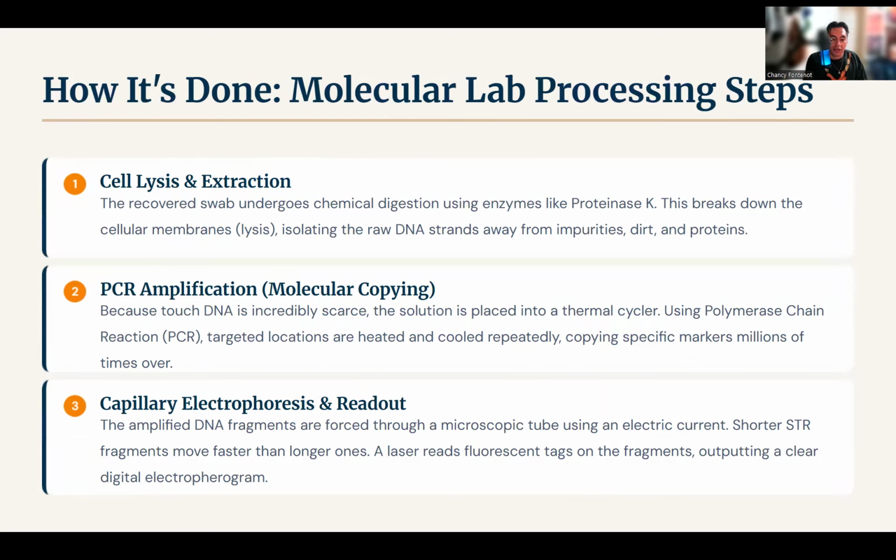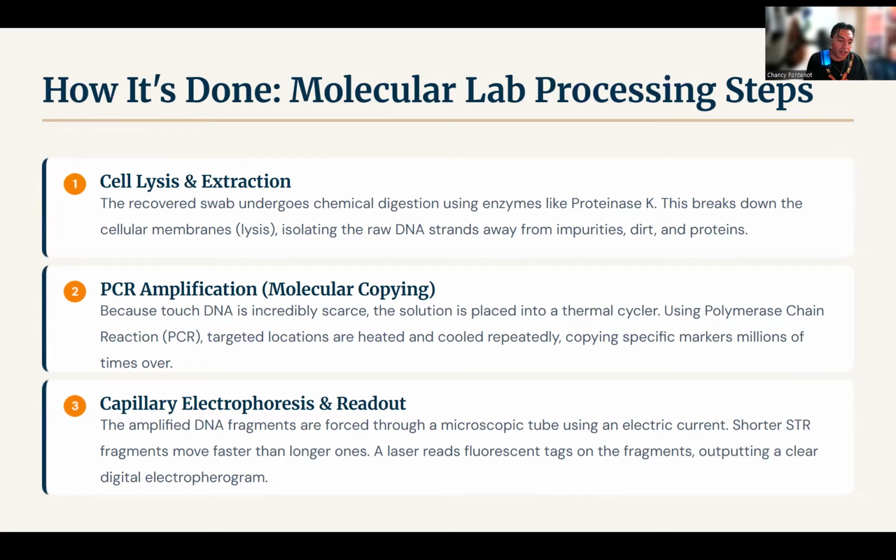To go from that investigative swab to a data readout, the sample goes through a strict three-step molecular pipeline inside the lab. The first step is cell lysis and extraction. This is where the lab treats the swab with specialized enzymes such as proteinase K to break down cell membranes and isolate the raw DNA while washing away dirt and soils or oils.